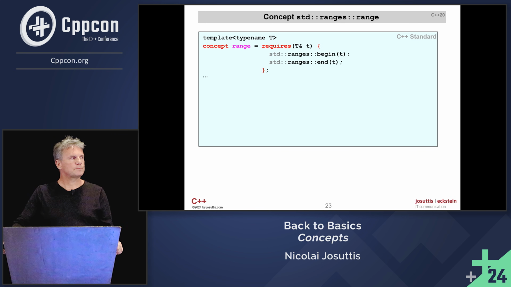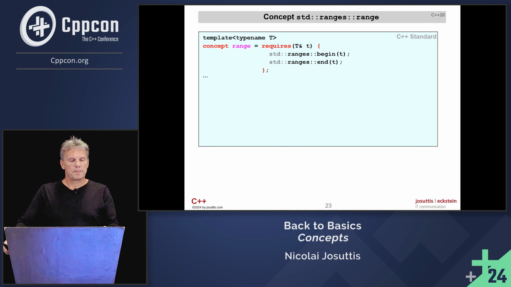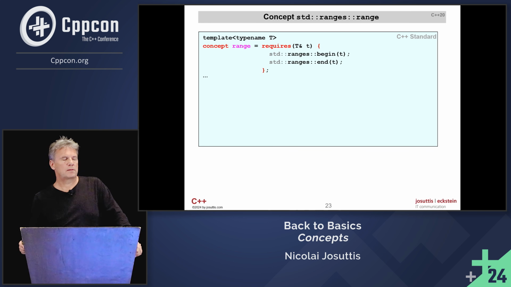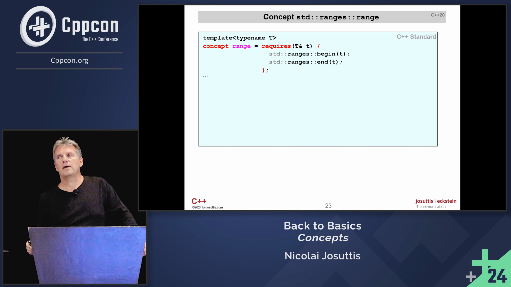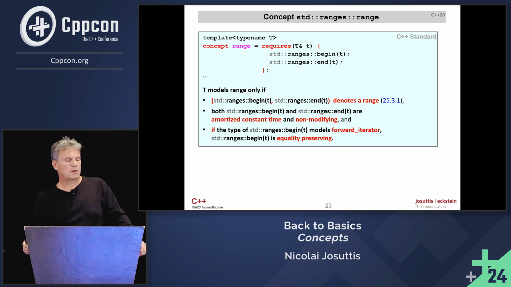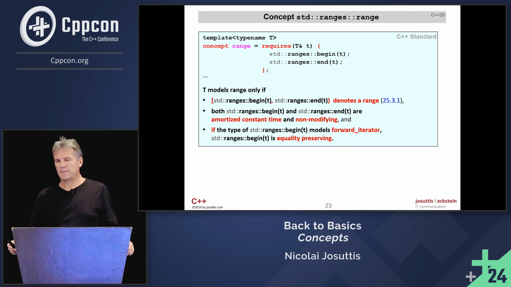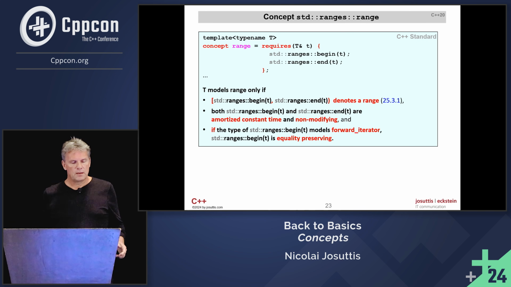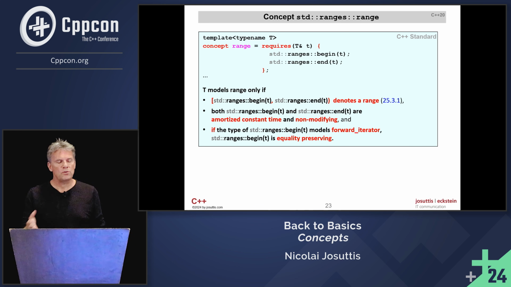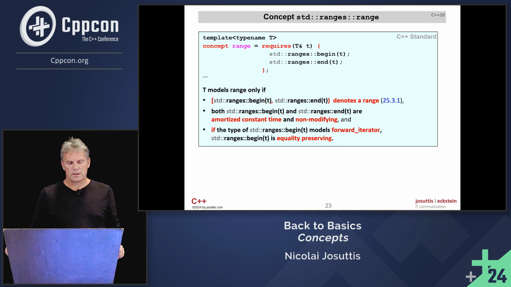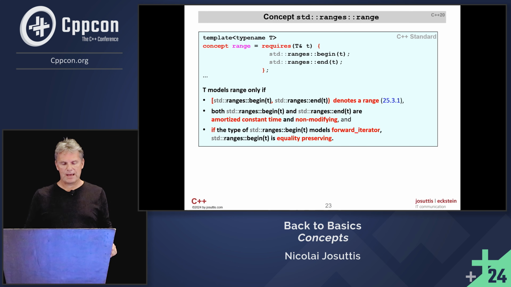It's interesting. When you look at the standard, that's not the only thing we specify for this concept. We specify a few more things, but not in code. We specify in text. So let's read what we say there. Type T models range only if the half-open range between begin and end for this T denotes a range. Both begin and end are amortized constant time and are non-modifying.